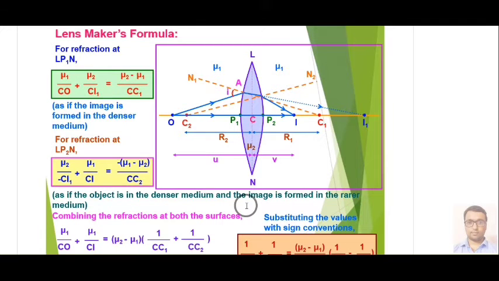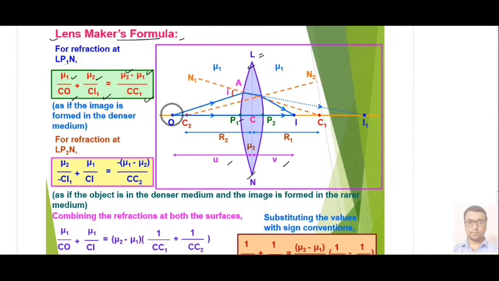Now the next topic that we have to understand is the lens maker formula. With the help of this formula, we will try to design the lens, or we will try to find a relation for the parameters in a lens like u, v and f. So we know that for the first surface, that is L1PN, we can write that mu1 upon CO plus mu2 upon CI1 equals (mu2 minus mu1) upon CC1.